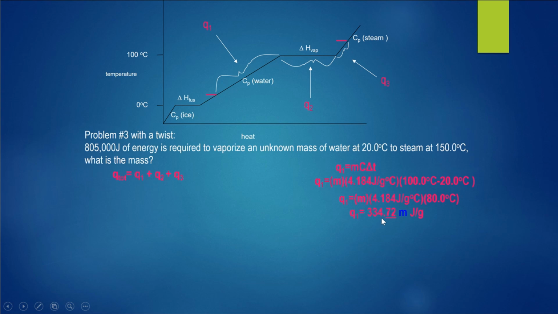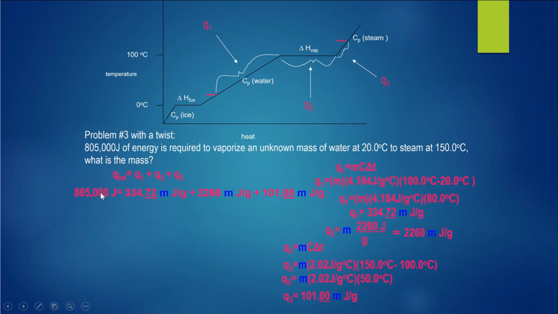So Q is equal to 334.72 times the mass, whatever that mass is. We aren't sure just yet. Our second Q value is going to be the mass times the delta H vape. So again, solving in terms of mass, Q2 is equal to 2260 mass, whatever our mass is. And finally, our third amount of energy will be the mass times specific heat times change in temperature. Again, solving for it in terms of Q, we end up with 101 times the mass equals Q3.